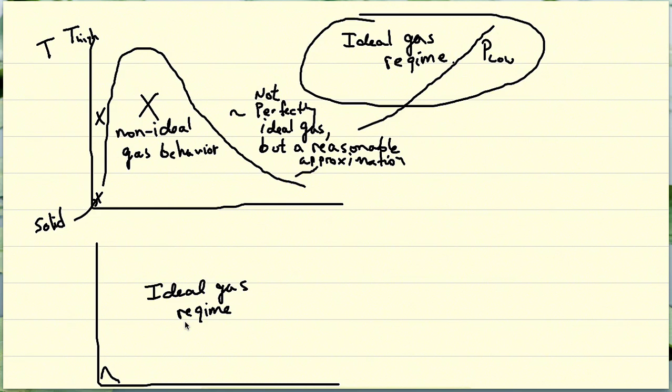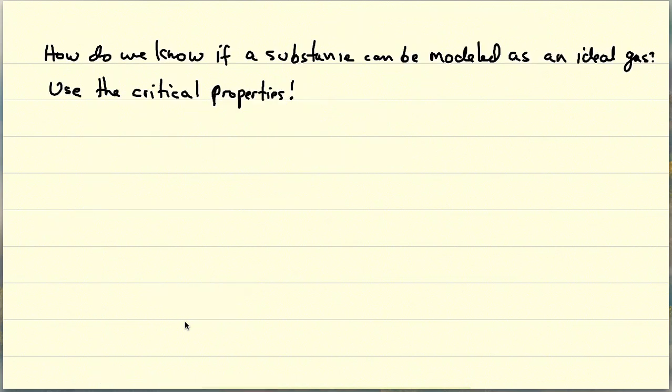Okay, so that gives us a conceptual idea of where the ideal gases are, but still, if I give you a substance and I tell you what its pressure and temperature are, and I ask you, can I assume this is an ideal gas? Well, is there a mathematical way for us to quantify that? And fortunately there is, right? So the way that we can answer the question, how do we know if a substance can be modeled as an ideal gas? The best way that we can do this is with the critical properties, right?